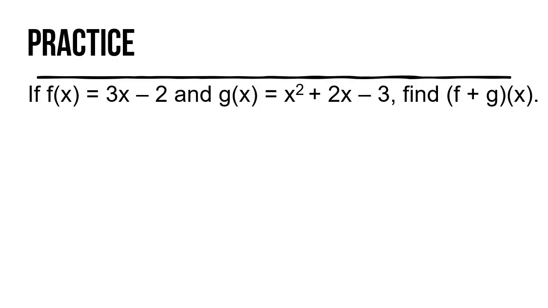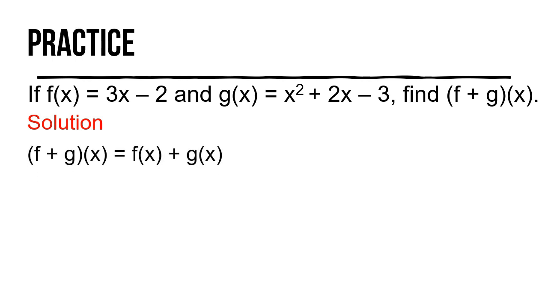So now, let's have a practice. If f of x is equal to 3x minus 2 and g of x is equal to x squared plus 2x minus 3, find f plus g of x. Okay, pause the video first. Then after solving, play it again and let's see if we're going to have the same answer. Okay, I guess you're done.